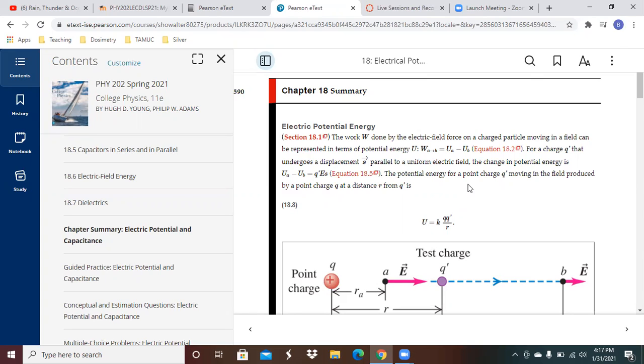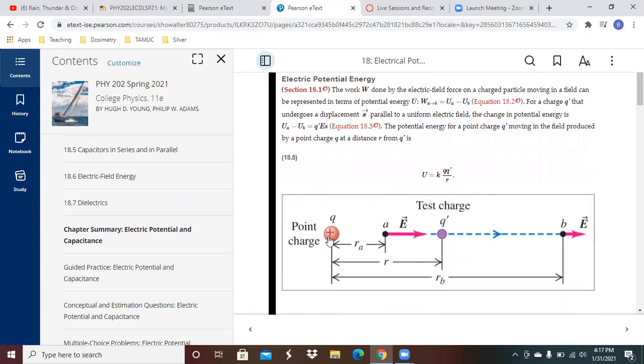Now, the summary over this is going to be stated as follows. You see the picture here. We've got a point charge, and we've got point A here, and we've got point B here. This point charge just exists out here, but as it exists, it's going to exert an electric field, and this charge is going to get caught up in that field. Now, how are we going to look at work in this particular context?